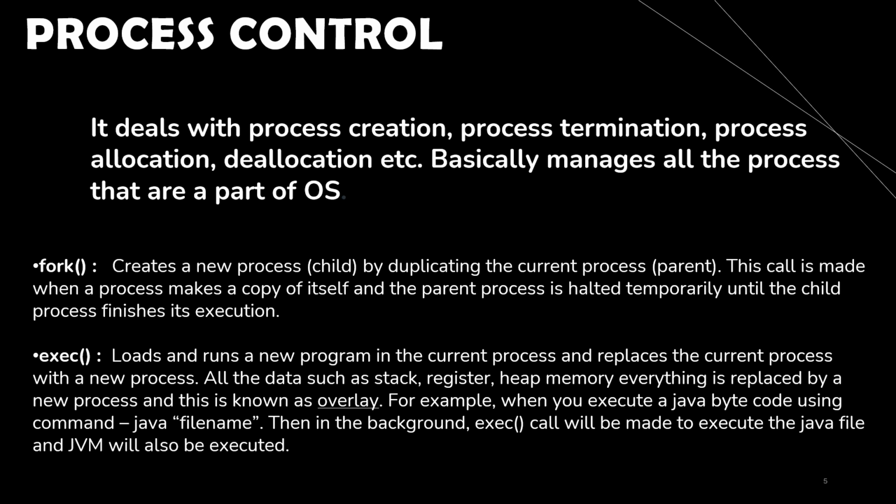Exec function call loads and runs a new program in the current process and replaces the current process with a new process. All the data such as stack, register, heap memory, everything is replaced by a new process, and this is known as overlay. For example, when you execute a Java bytecode using command Java file name, then in the background exec system call will be made to execute the Java file, and JVM will also be executed.